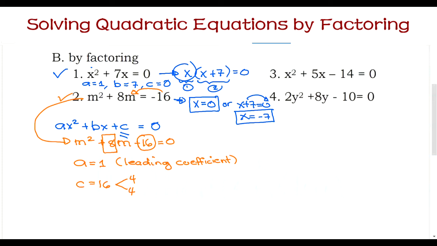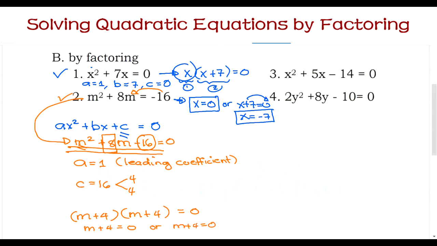So, madali na mag-factor. Tingnan nyo, yung m squared plus 8m plus 16, we can factor that trinomial in this way. M for m squared. Tapos yung 16, positive 4, positive 4. Yan na yung factors niya. So, ano na mga values ng m dito? Dalawa to. M plus 4 equals 0 or m plus 4 equals 0.